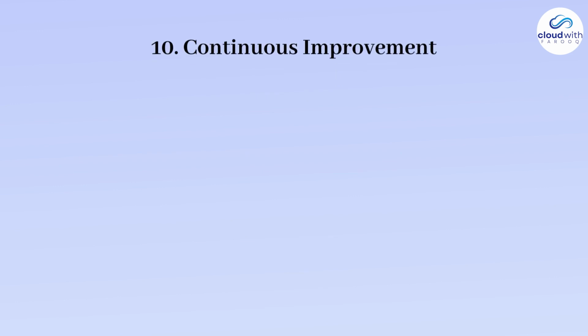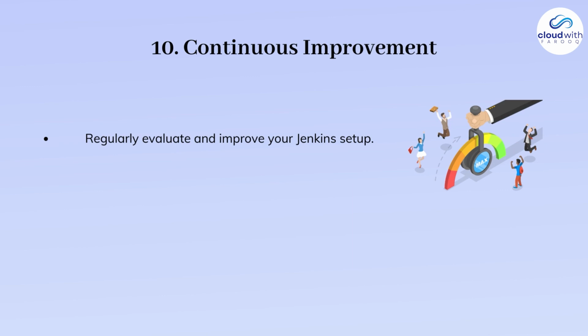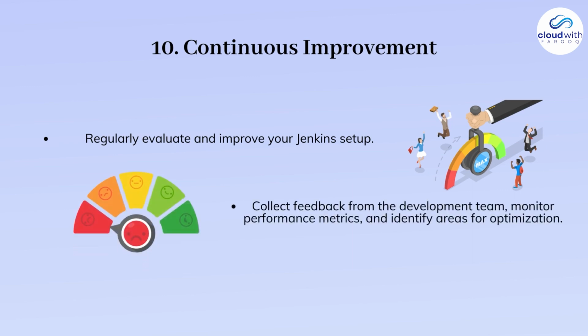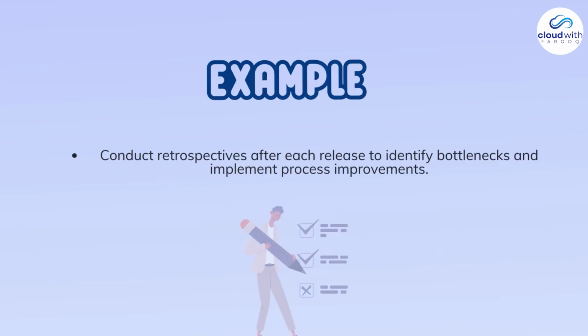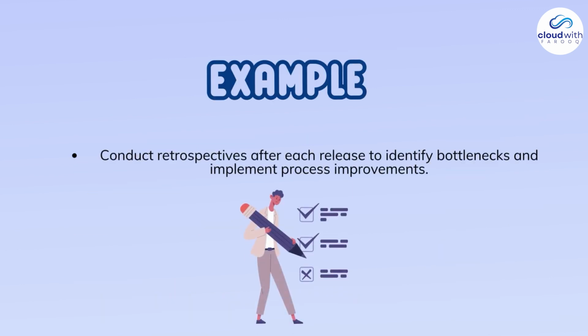Point number 10. Continuous improvement. Regularly evaluate and improve your Jenkins setup. Collect feedback from the development team, monitor performance metrics, and identify areas for optimization. Embrace a culture of continuous improvement to ensure that your Jenkins infrastructure evolves alongside your development processes. For example, conduct retrospectives after each release to identify bottlenecks and implement process improvements.